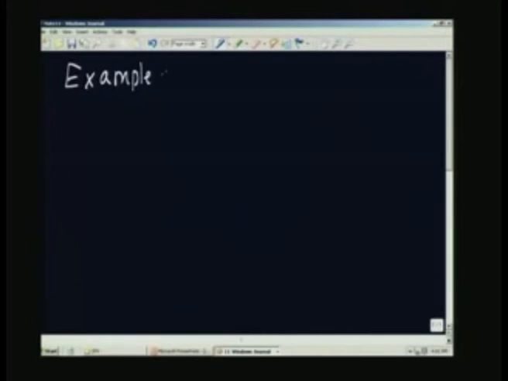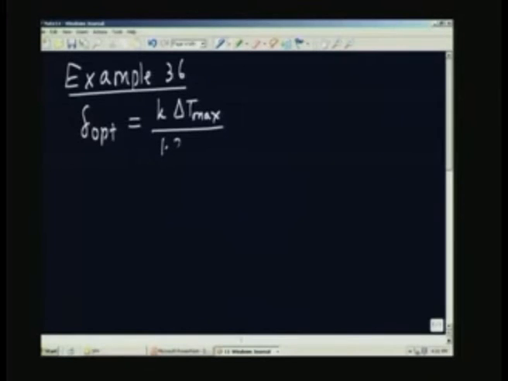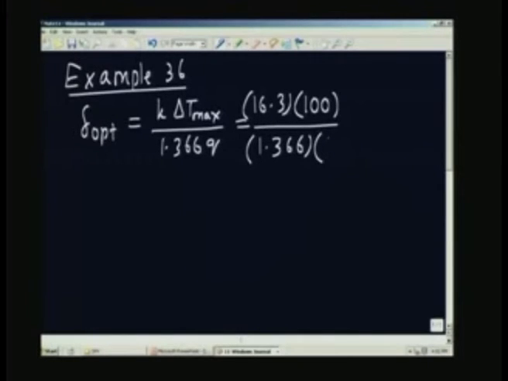I will quickly work through the numbers because it is just plug and play. So, delta optimum is equal to K times delta T maximum divided by 1.366 times Q, and K is 16.3. I am using everything in SI units, therefore, I do not have to worry about them. Delta T is given as 100 degrees. I thought it was given as 50 there. Now, I have taken 100. I have taken delta T equal to 100 divided by 1.366 into Q is 10 to the power of 5.